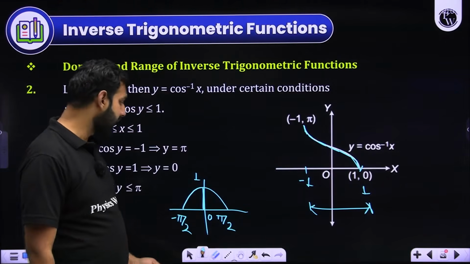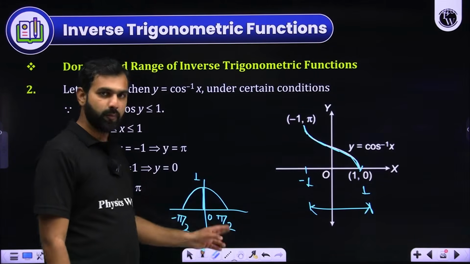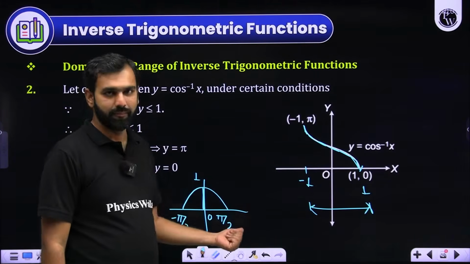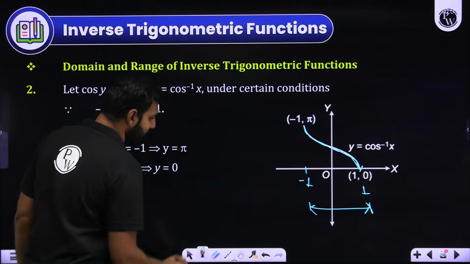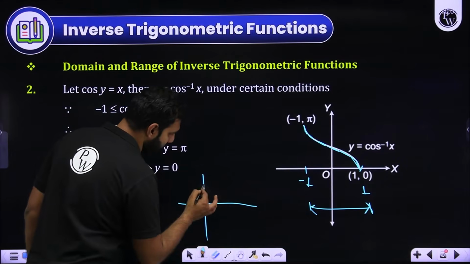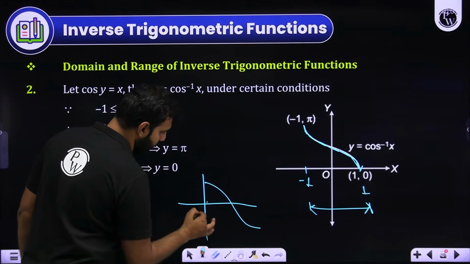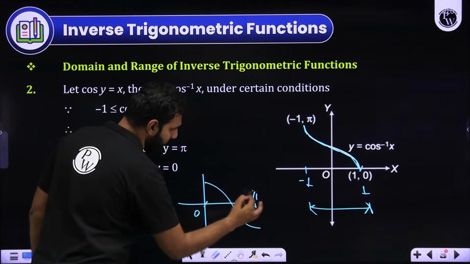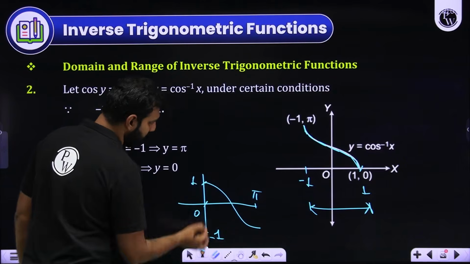What is the problem? That I need to define it from -1 to 1. The second problem is between minus pi by 2 to pi by 2, it is mini 1. So if I could take minus pi by 2 to pi by 2, then it would have created some problem. But if I take the graph of cos x from 0 to pi, I hope you can see it very clearly. From 0 to pi, I am seeing all the values of cos x being utilized from -1 to 1.